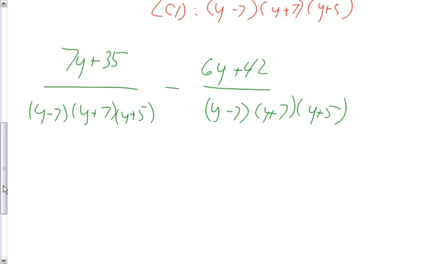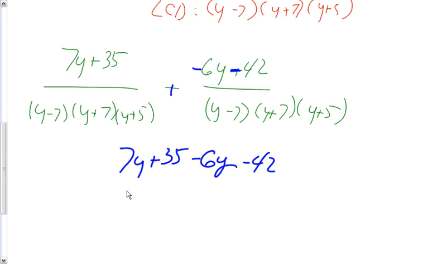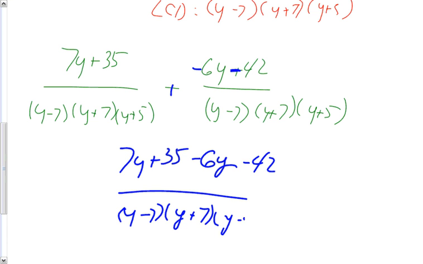Now here's the key. When you subtract, remember, you're changing all the signs. So what I'm going to do is I'm going to say, all right, you're negative and you're negative when I combine these two, and then that becomes a positive. So it's 7y plus 35 minus 6y minus 42. Okay, so that's all over our LCD of y minus 7, y plus 7, and y plus 5.